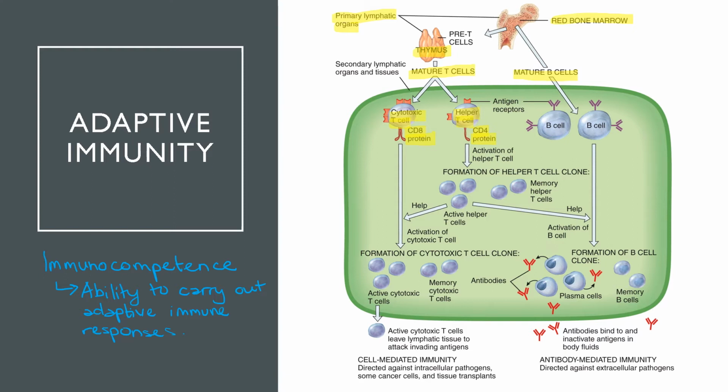Now, we already know that there are two types of adaptive immunity. These are cell-mediated immunity and antibody-mediated immunity. Both types of adaptive immunity are triggered by antigens.